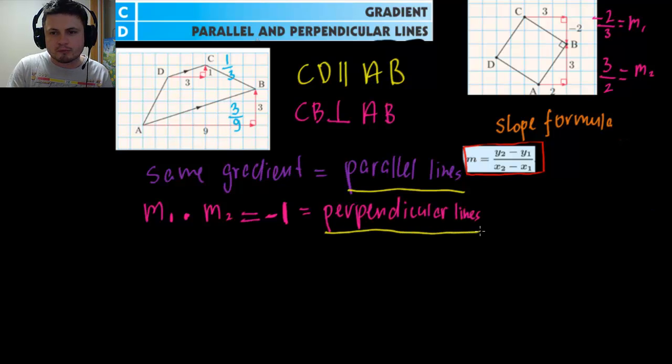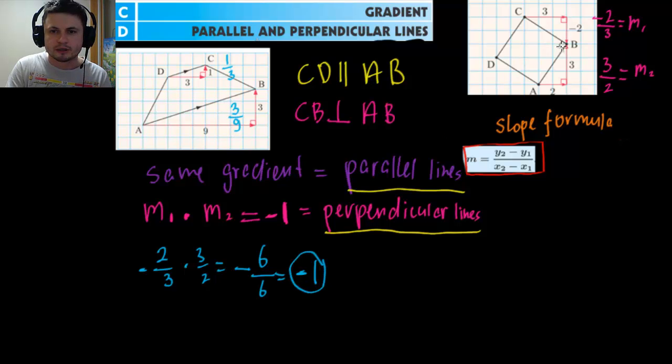And this is something you may want to remember. So multiplying two gradients, two slopes of two lines, if it gives you -1, it means that these two lines are perpendicular. So in this case, let's multiply -2/3 and 3/2. What will it give us? It will give us -6 divided by 6, or if you simplify this, it's going to be -1. In other words, these two lines are perpendicular, this is a 90-degree angle, and this is definitely a square. So what you have to remember from this part is that the same gradient for two lines means they're parallel, and if you get a product of two gradients that equals -1, these two lines are perpendicular.